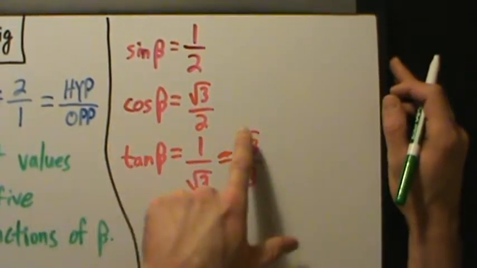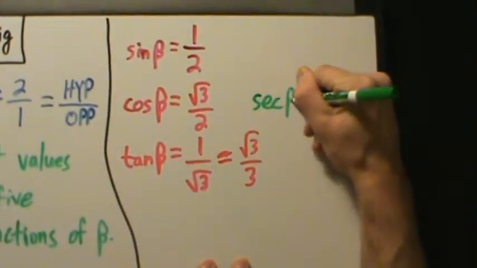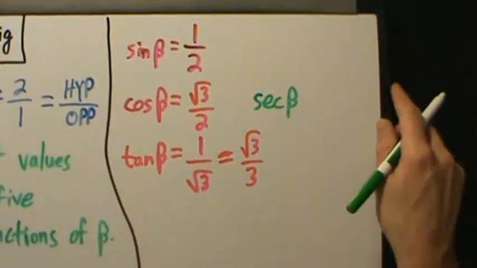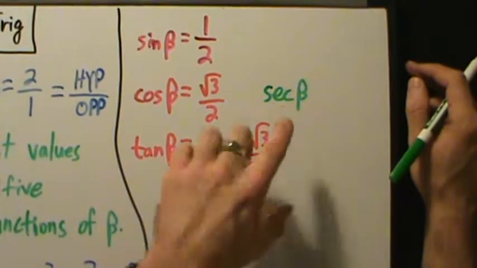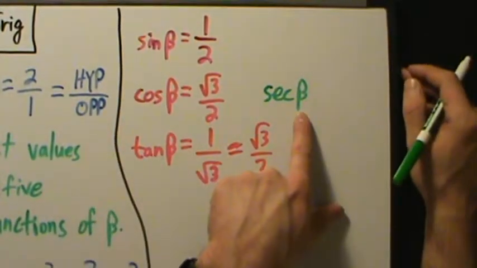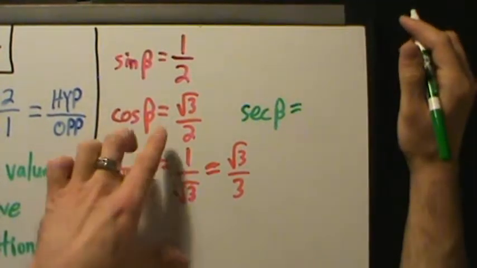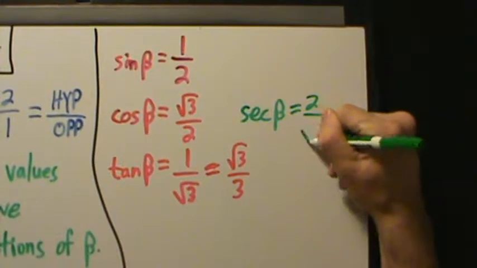So cosine of beta, we already have cosecant, so now let's get secant of beta. So that relates to the cosine. How? Well, remember, sine and cosecant are reciprocals, right? So similarly, cosine and secant are also reciprocals. So the secant of beta is the reciprocal of the cosine. And if the cosine is root 3 over 2, then the reciprocal is 2 over root 3.